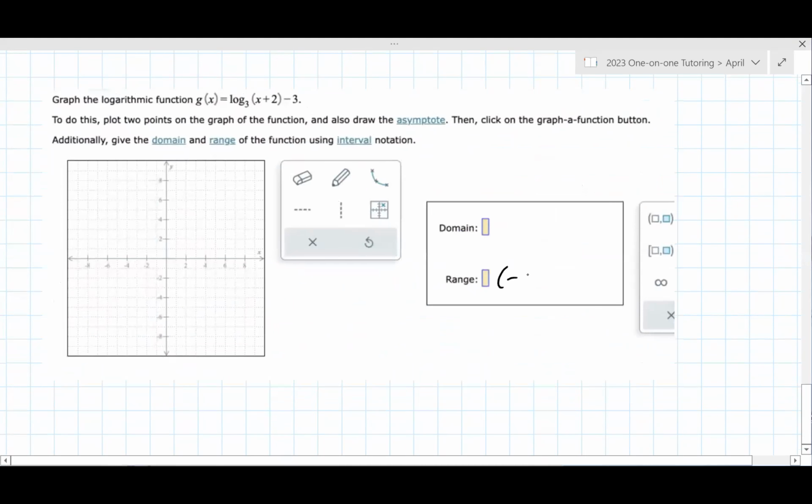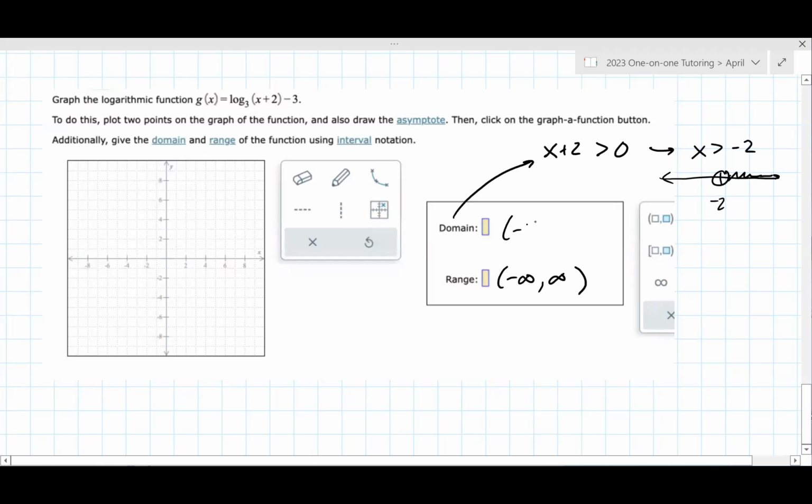Range is always -infinity to infinity. You don't have to think about that. The domain comes from setting x plus 2, whatever's inside parentheses, greater than 0. So you solve this and you get x greater than -2. On a number line, it means all the numbers to the right of -2, but not including, so -2 to positive infinity. Is that clear? Yes, that is clear. Great.